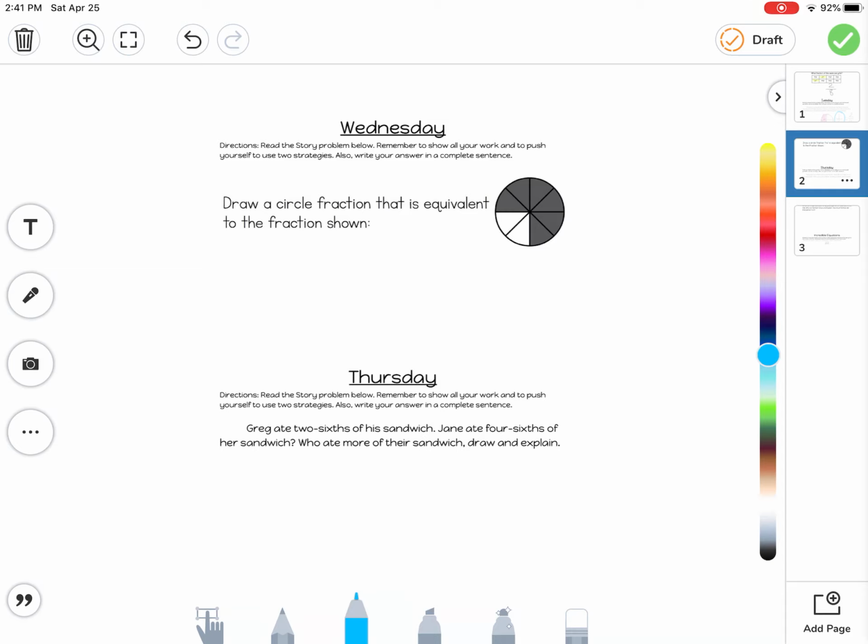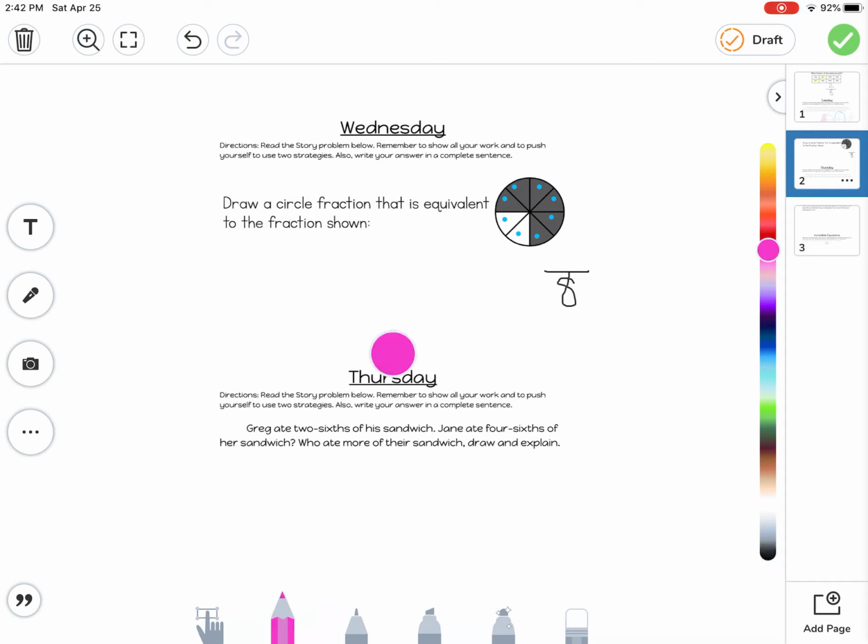So I want to see how many parts this original fraction has before I choose what would be an equivalent fraction. So I'm going to go ahead and count, and I have 1, 2, 3, 4, 5, 6, 7, 8. Okay, so the original fraction has 8 as a denominator. And I'm going to just write that here for myself. And now I'm going to count up how many pieces of it are shaded.